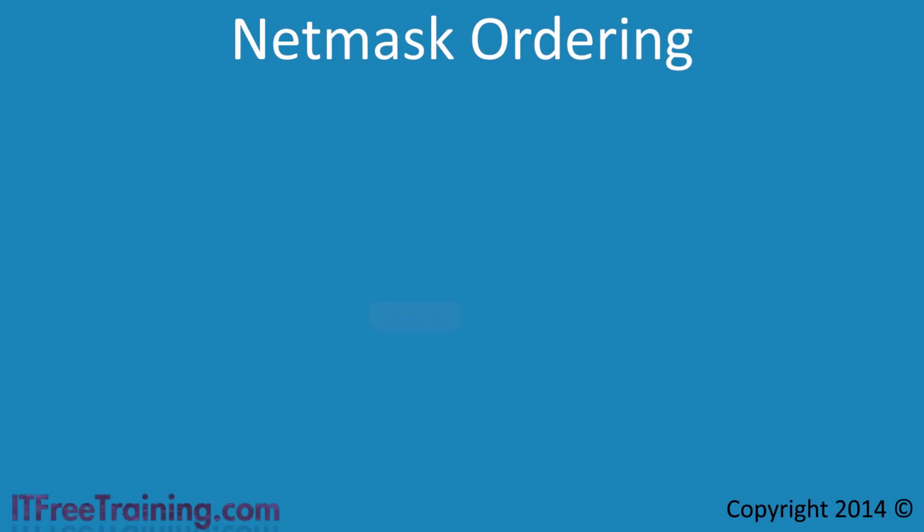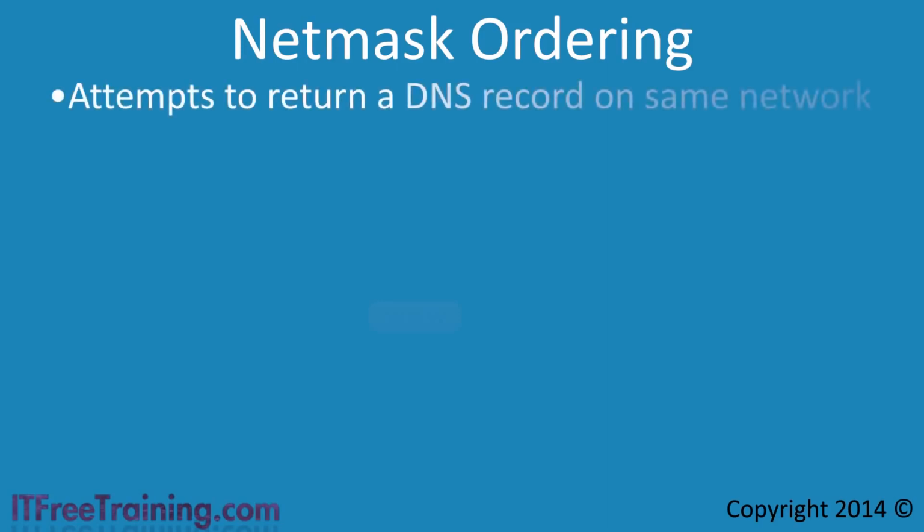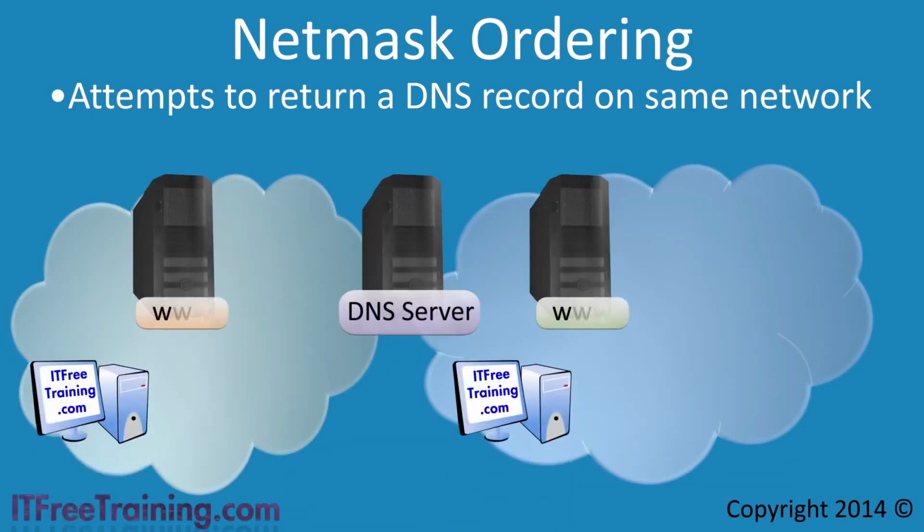When Netmask Ordering is enabled, the DNS server will attempt to return a DNS record on the same network as the client. Let us consider 2 different networks, each with a web server, and each network has a desktop computer on it. What you want is for the client on each network to be directed to the server that is on the same network as the client. Netmask Ordering does this by looking at the IP address of the requesting client and returning a DNS record in the same network as the client, when possible.